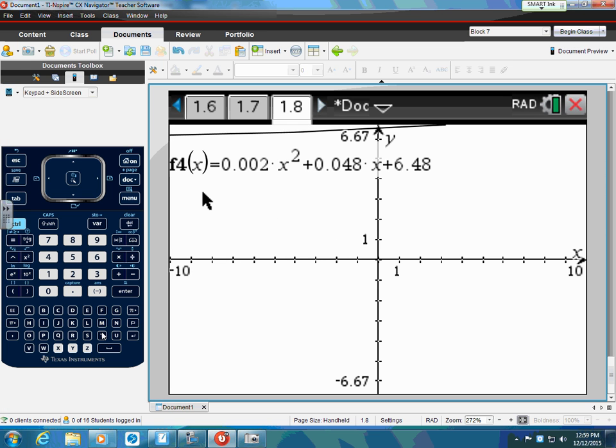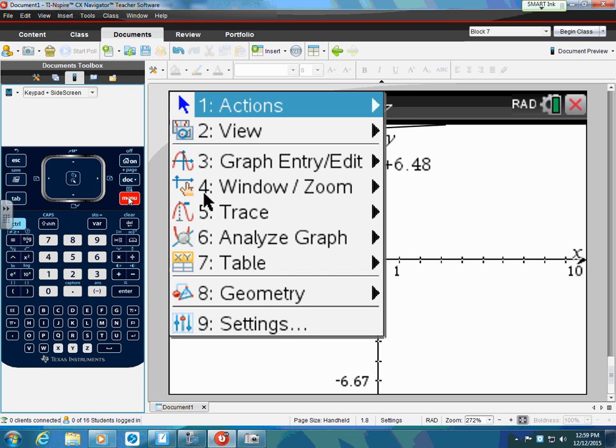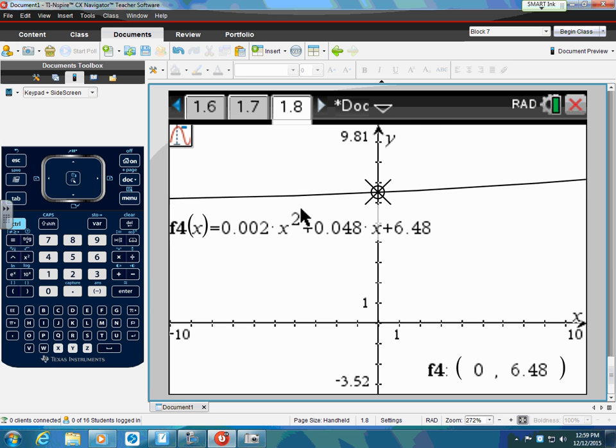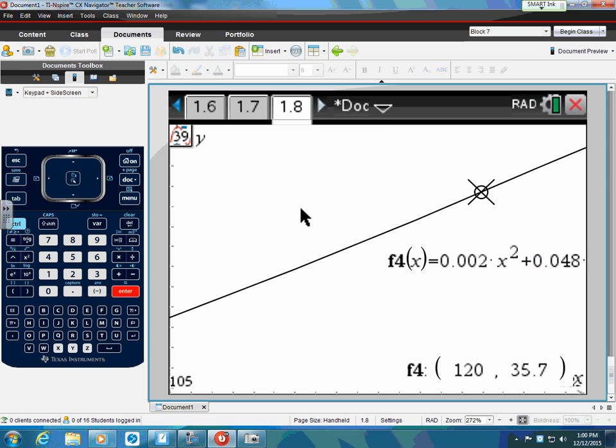I'm going to get rid of that table, and this time I'm going to teach you something else. Menu, trace, graph trace. At this point I can type in anything I want for the X, and it'll give me the ordered pair. So I can just type in 120 like this, push enter, and it takes me right to the fluorescent. So this is the incandescent ordered pair right here, 120, and the fluorescent is right here. So I think our answer would be 35.7 watts.